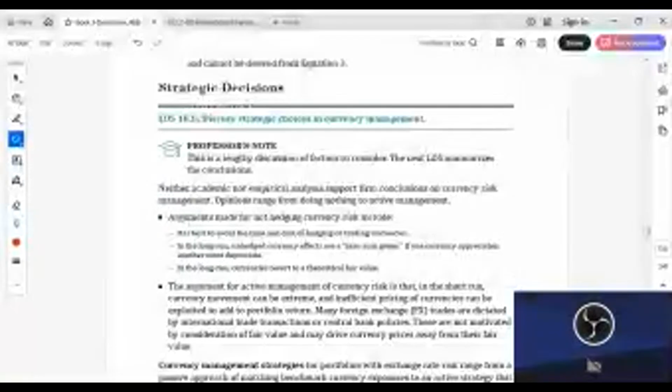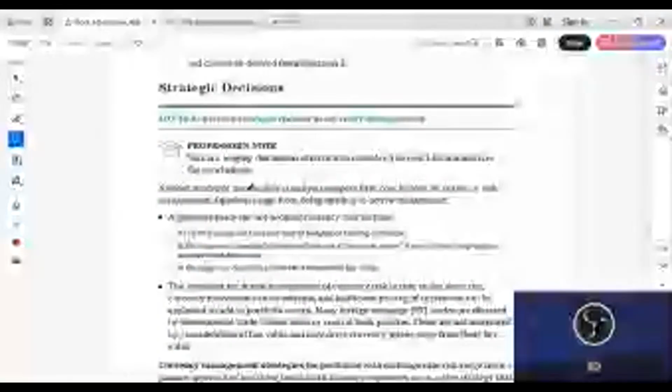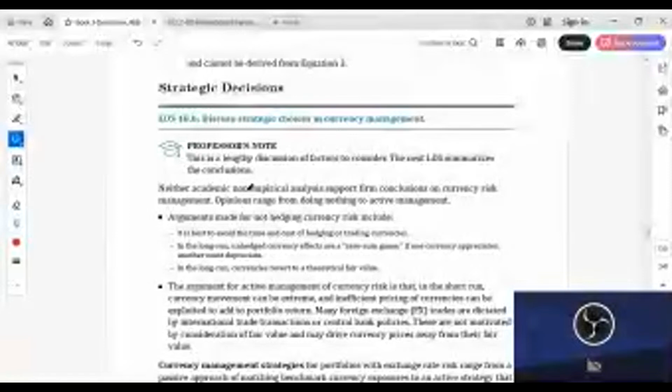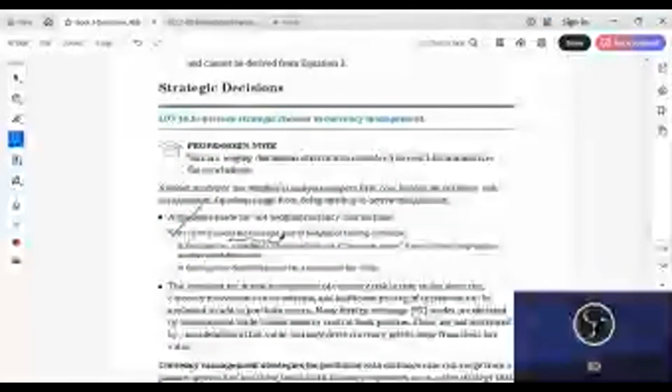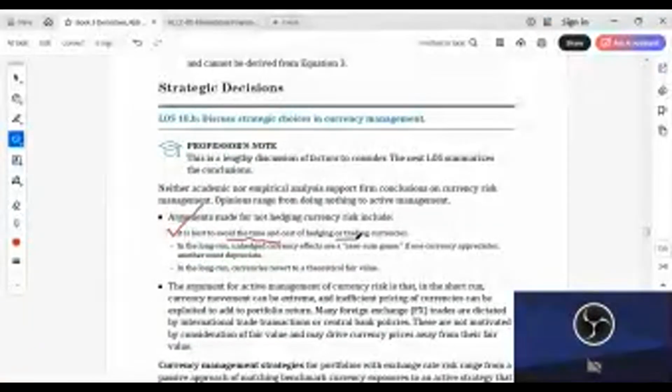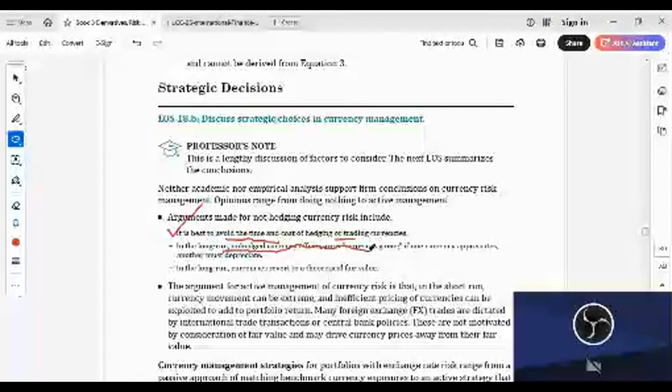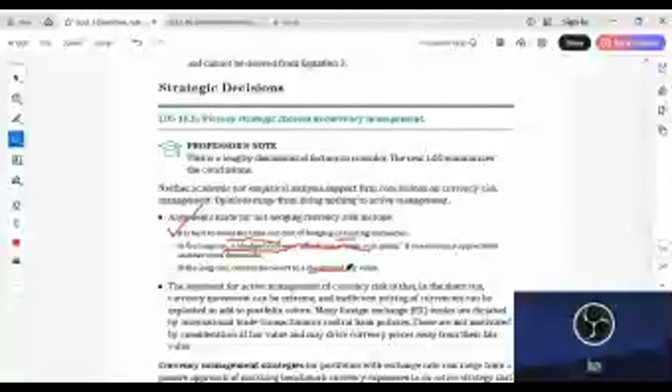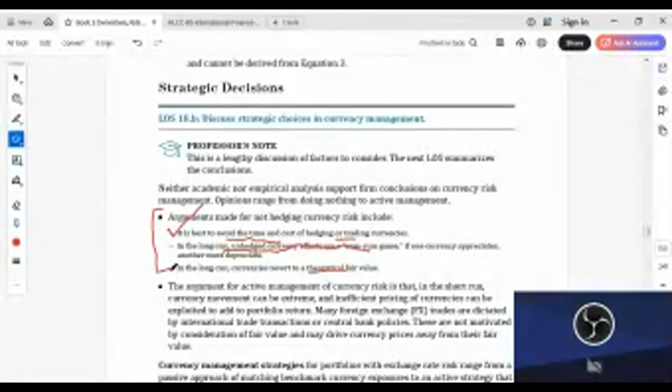Okay, now strategic choices. So it's a very open question whether to hedge or not and whether to fully hedge or not, right? So these are arguments made for not hedging. Best to avoid the time and cost of hedging or trading currencies. In the long run, unhedged currency effects are a zero-sum game. If one currency gains, another loses, and in the long run, currencies revert to a mean. So these are arguments in favor of doing nothing.